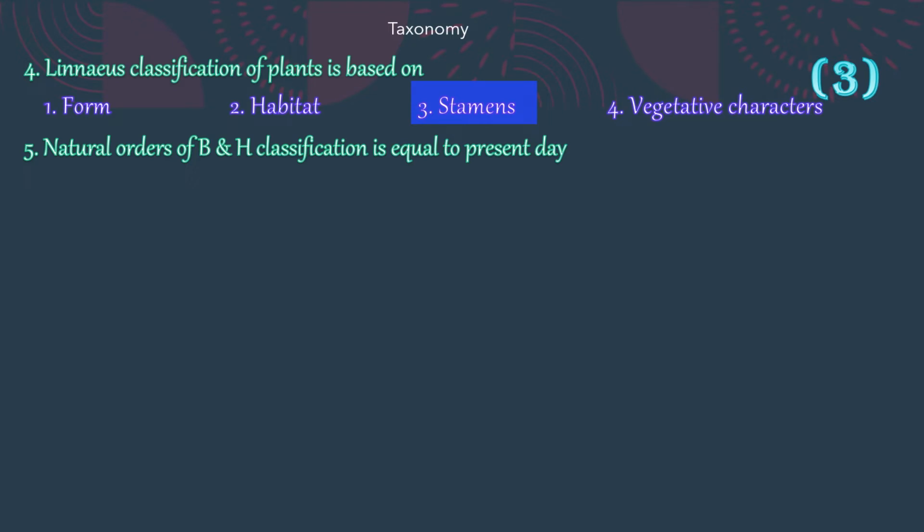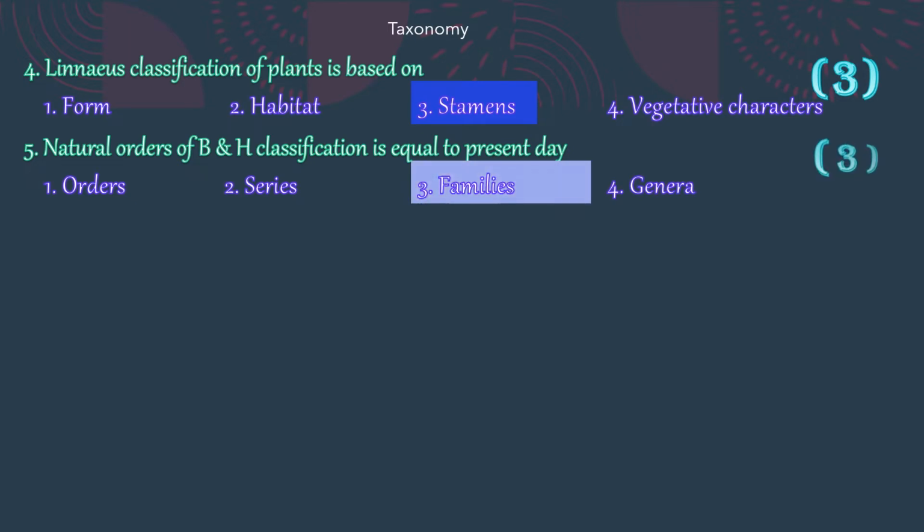Natural order of B and H classification is equal to present day. B and H means Bentham and Hooker's classification. Options: orders, series, families, genera. The answer is 3. Families.